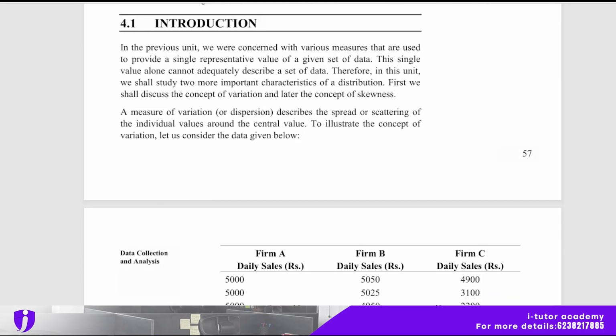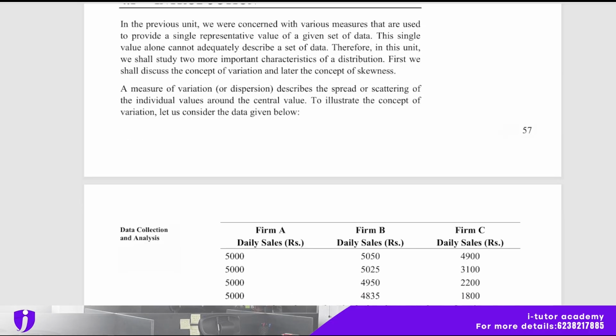In the previous unit, we were concerned with various measures that are used to provide a single representative value of a given set of data. This single value alone cannot adequately describe a set of data. Therefore, in this unit we shall study two more important characteristics of a distribution. First, we shall discuss the concept of variation and later the concept of skewness. A measure of variation describes the spread or scattering of the individual values around the central value.